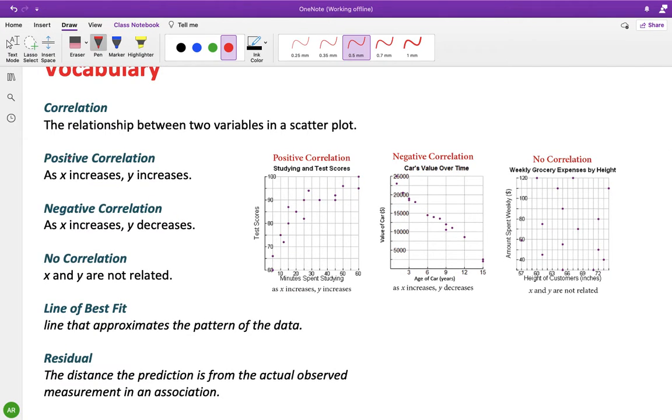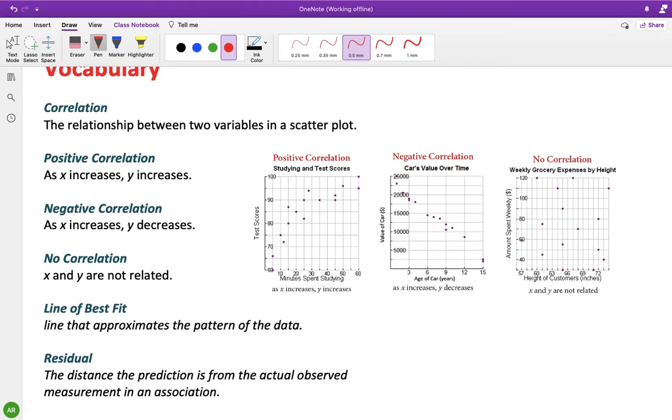Okay, so positive correlation is pretty straightforward. As x increases, y also increases. So if you look here at our example, you see as the dots go up as we go to the right, x is going up, y is going up. In this case, it is the amount of time students have been studying and test scores. We expect a positive correlation there.